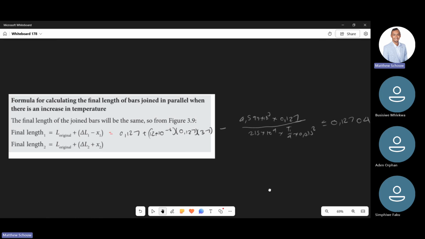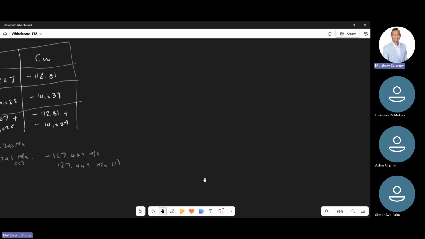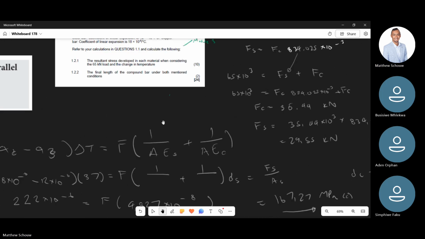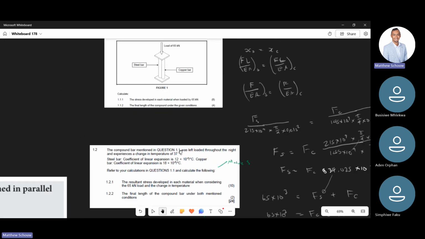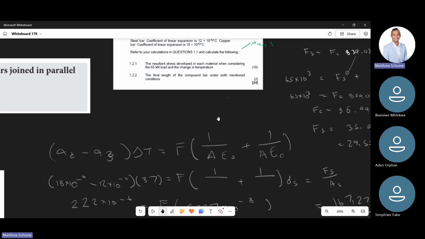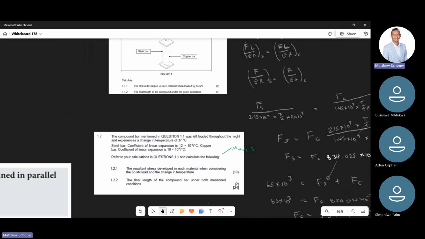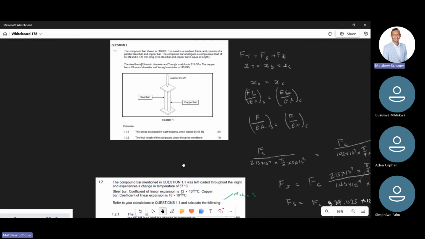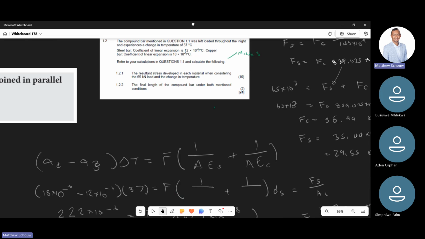Wait, guys, I made a mistake. So remember, this is the copper one. The copper one is number one. I did it for the wrong one. Copper should be 145, sorry, and the diameter was 20. Yeah, my bad.